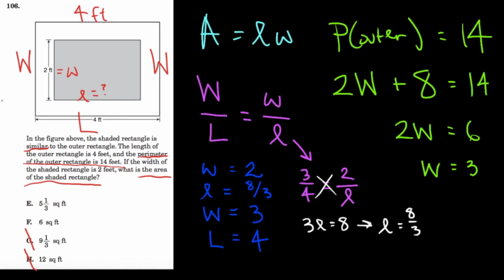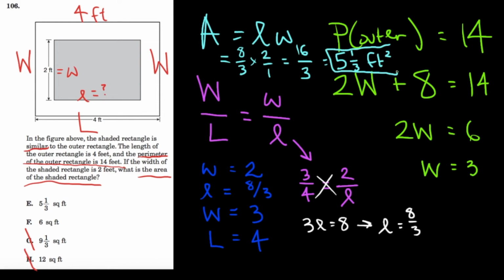Now we just have to plug this into the area formula and get our final answer. So the area is length times width. Little l was 8 over 3. Little w was 2, and I'll call that 2 over 1. So multiplying the tops gives us 16. The bottom would be 3. And this looks like it's going to be answer choice E because it's not an integer, but let's just check. 3 goes into 16 5 times. That would be 15. So there's 1 left over. So that's 5 1/3 square feet. And finally, our marathon geometry problem is complete.